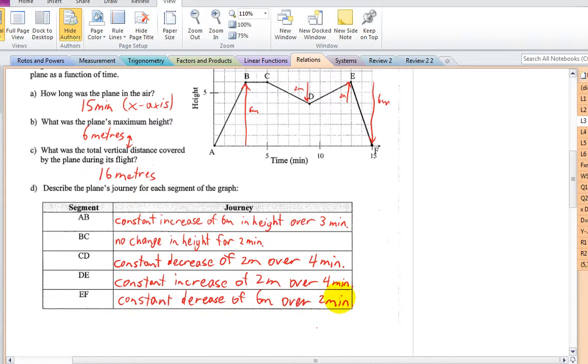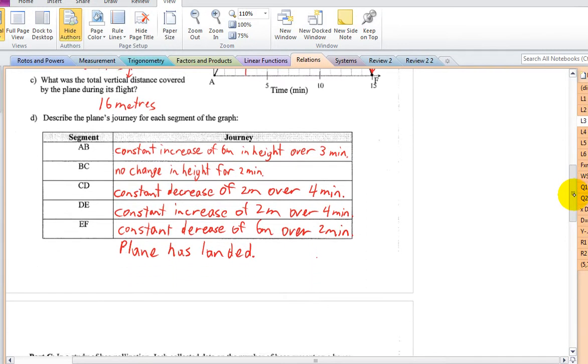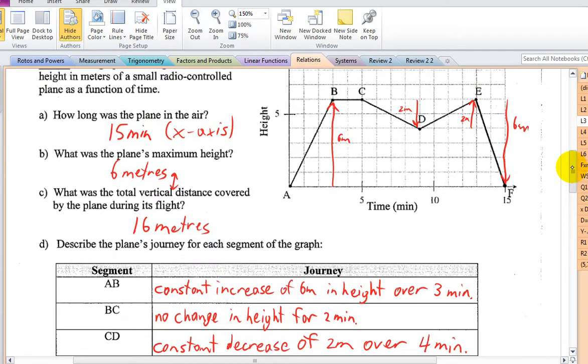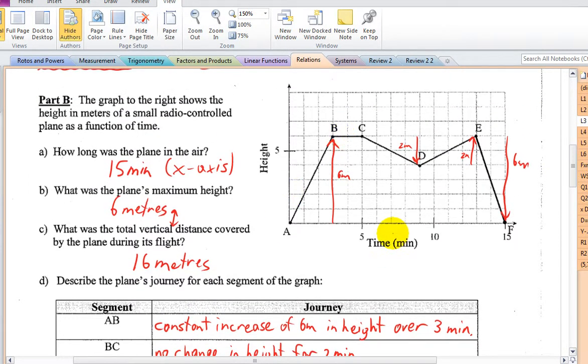And what's happened? What's happened there? Plane landed. Okay. So great description telling what happened overall. Plane has landed. All right. Now AB, you could definitely say plane took off too if you like. Any questions? So what you need to do on your graphs and your homework is there should be points. Tell me what happens at each point.